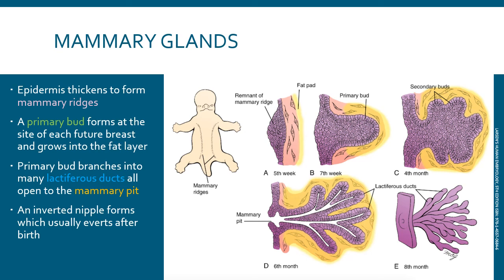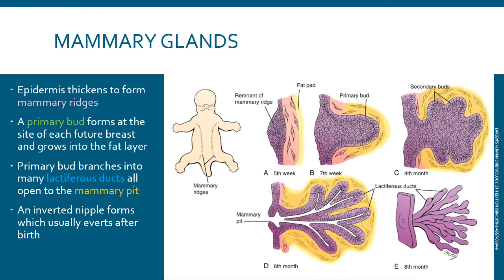So for formation of mammary glands, the epidermis thickens to form these mammary ridges, and then the primary bud forms at the site of each future breast and grows into the layer of fat, and that's what they're showing in the picture here. So we form this ridge, and then it grows inward into the fat, and then we start to get this sort of branching effect, secondary and tertiary budding, which creates this sort of tree-like shape. So it branches into many lactiferous ducts. Those are the ducts that are ultimately going to produce milk after a baby has been born. But they all open into this sort of mammary pit, which then develops into the nipple.